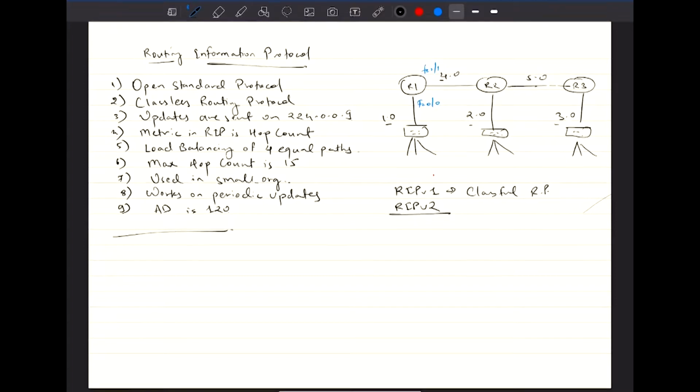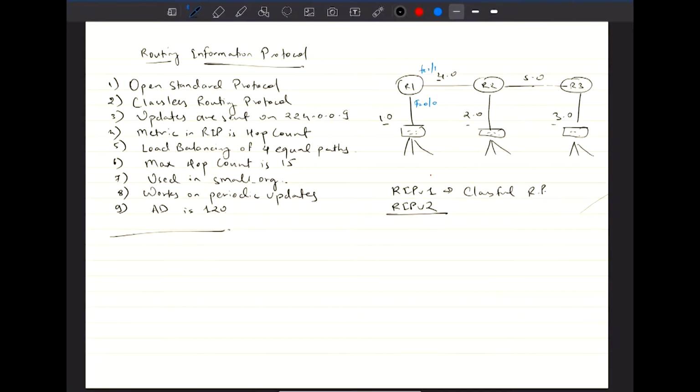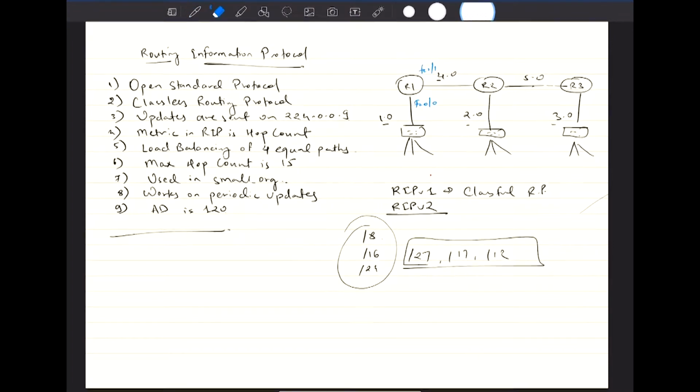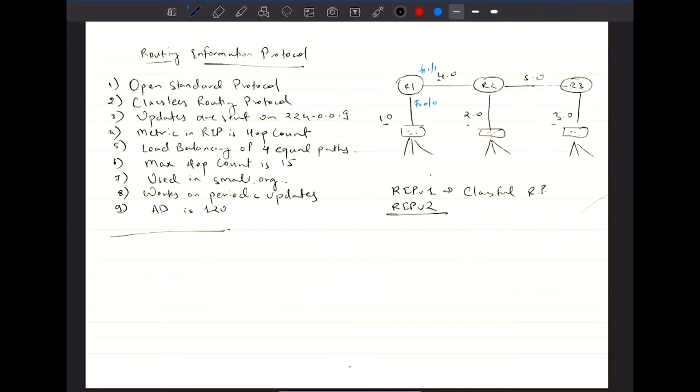all needed to be of the classful nature, which means they could be of /8, /16, and /24. You could only advertise the networks if they were of /8, /16, and /24. If you had configured a network with, let's say, /27 or /17 or /12, then RIP would not advertise the paths according to the prefix length for a classless nature. But this drawback was overcome in version 2.